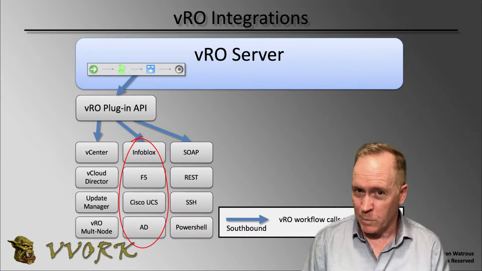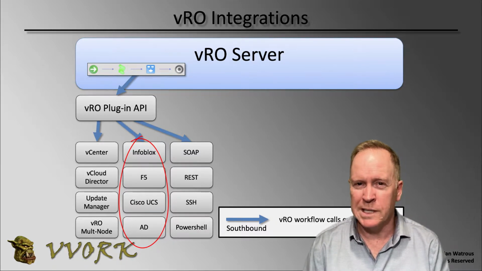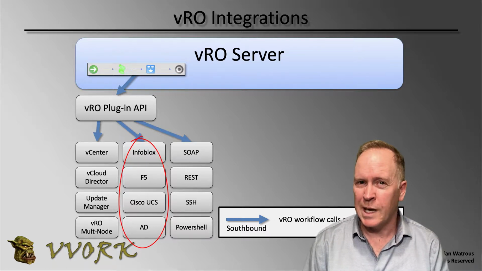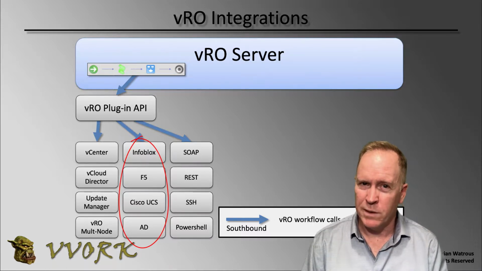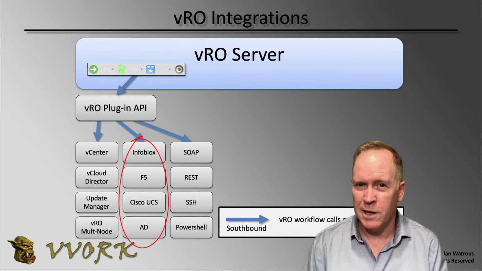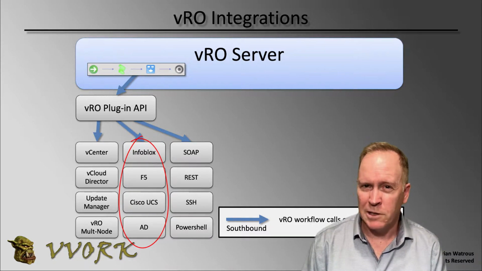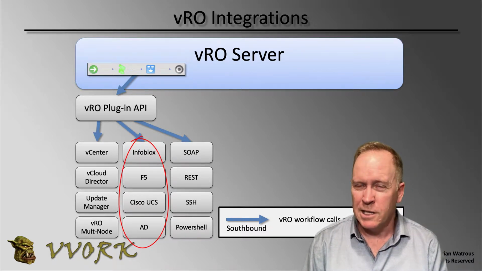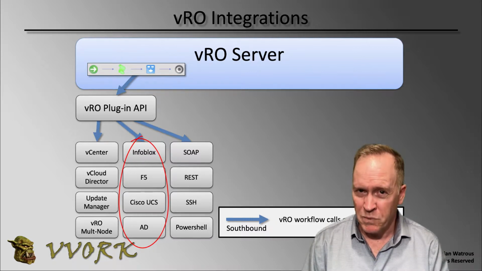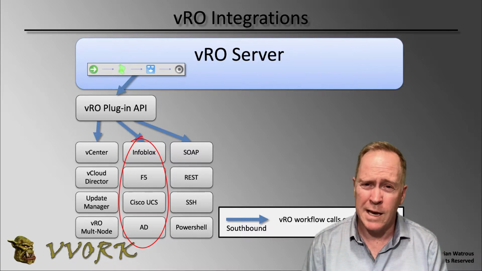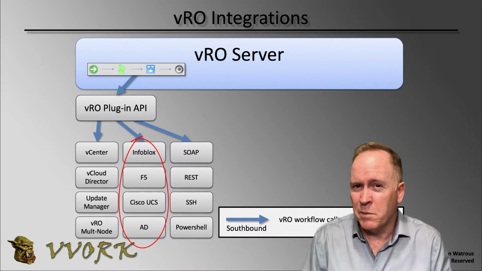Now, the second column of plugins that you see here are representative of another class of plugins that are available for Orchestrator. And those are the plugins that are available to communicate with external systems from companies other than VMware. So for instance, Infoblox has a plugin to speak to their IP address management system. F5 has a plugin to allow you to talk to their load balancer. Cisco allows you to talk to their UCS infrastructure, and for Microsoft Active Directory, we've got a plugin to talk to Active Directory.